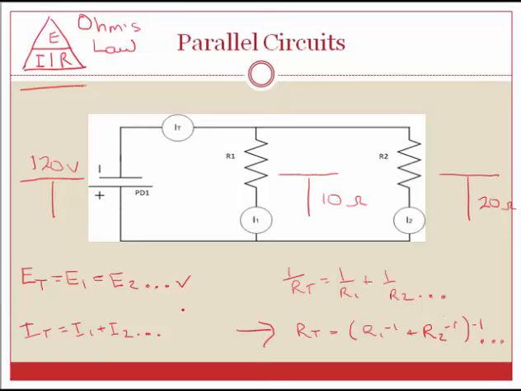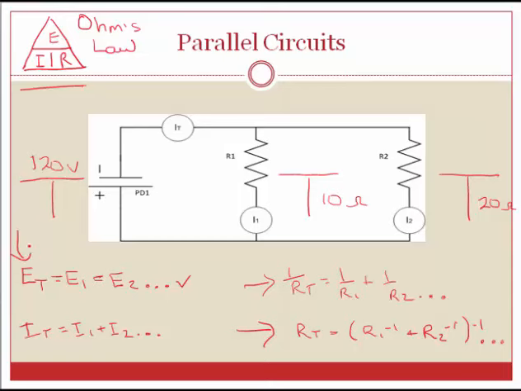I have three other formulas for parallel circuits. E total equals E1 equals E2, etc. I total equals I1 plus I2, etc. And 1 over R total equals 1 over R1 plus 1 over R2, etc. This last formula is the same as the one above it. It's just written differently, and it's actually easier to plunk into your calculator.